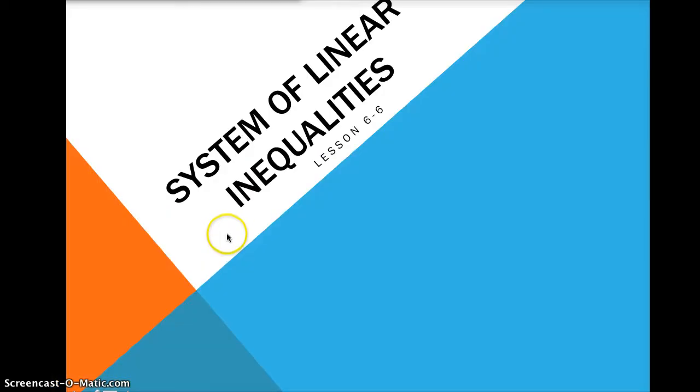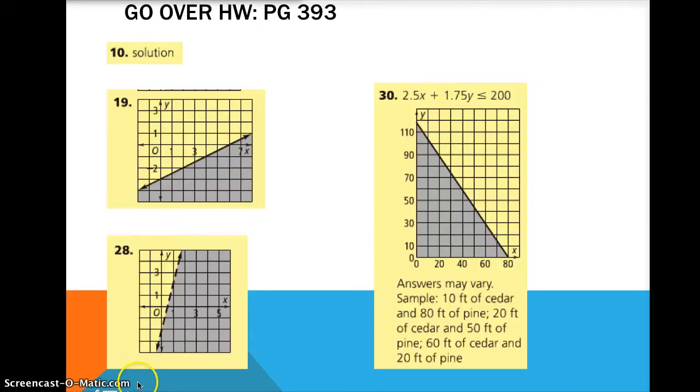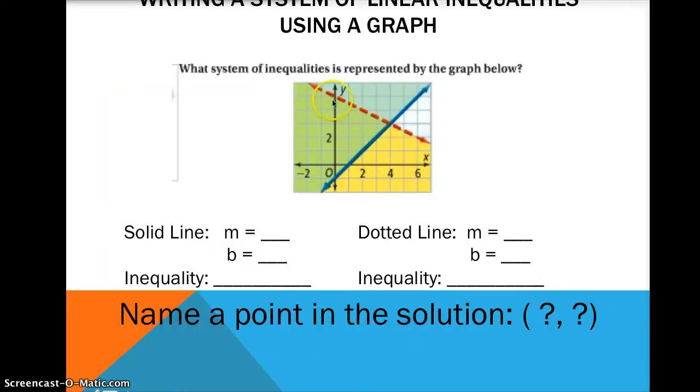Systems of linear inequalities. This is lesson 6-6. Writing a system of linear inequalities using a graph. That part is cut off, I apologize. What system of inequalities is represented by the graph below?